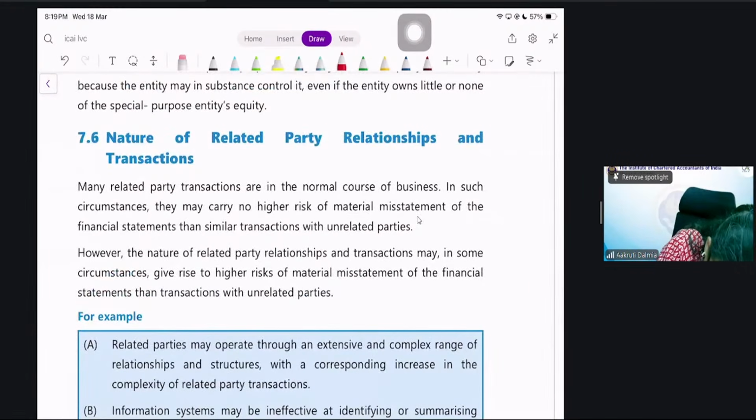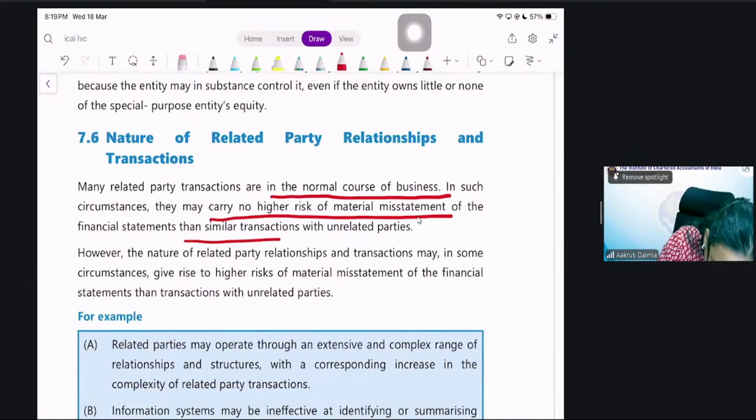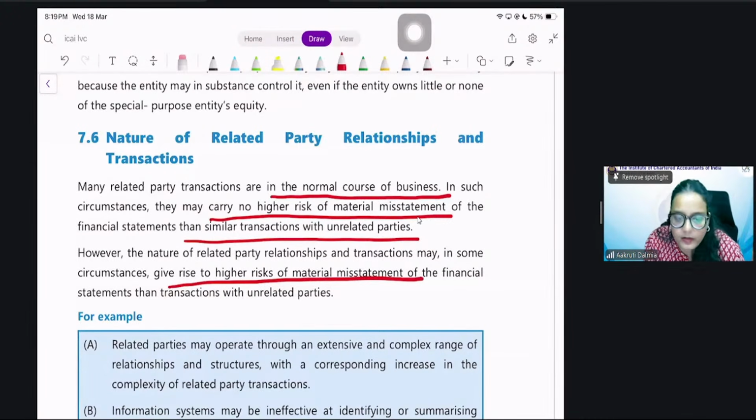Related party transactions are a normal course of business. They may carry no higher risk than similar transactions with unrelated parties. However, the nature is such that it gives rise to higher risk of material misstatement. That's it. It's not illegal. It's just more risky.